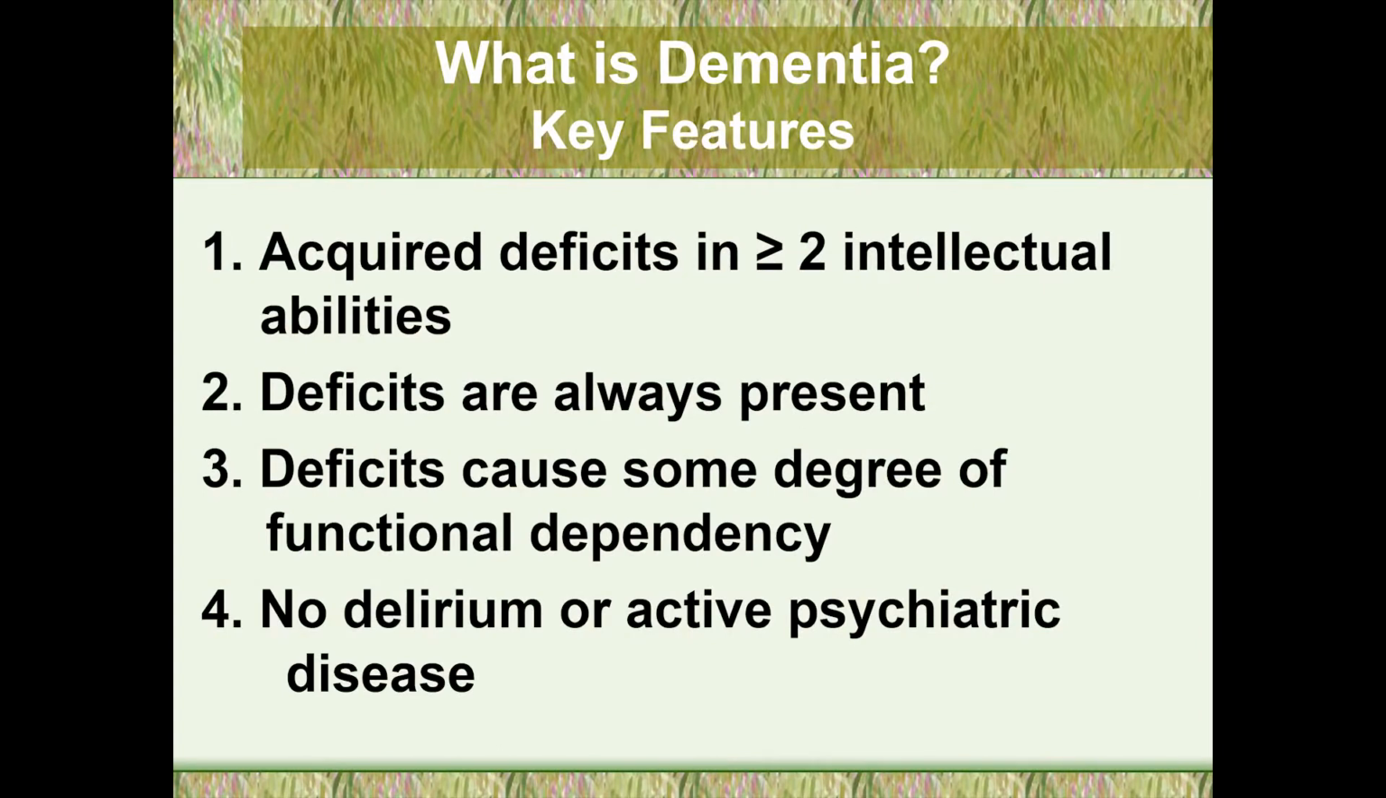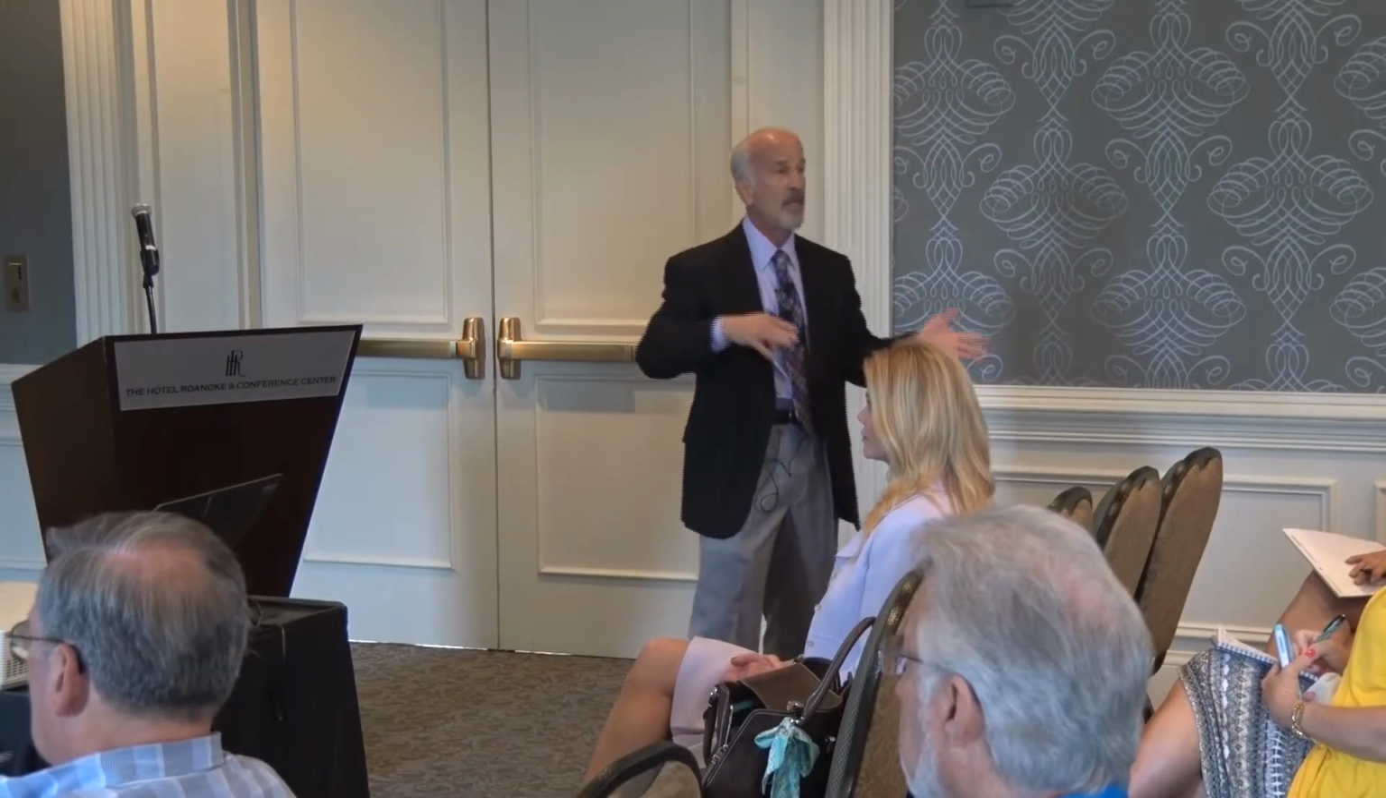Number 3, because of these areas that are impaired, that are there every day, they need some type of assistance. Maybe they just need somebody helping them with their checkbook, or maybe they need 24/7 nursing home care, somewhere in the middle of that scale. So they have some degree of functional impairment.